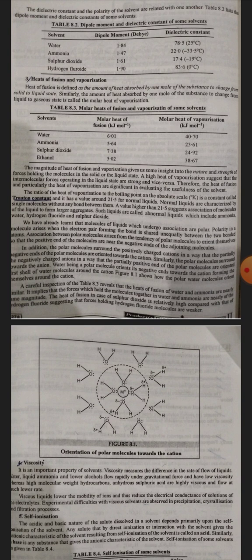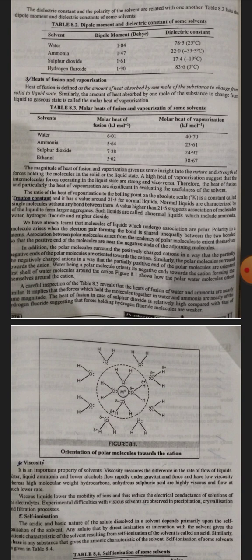Normal liquids are characterized by single molecules without any bond between them. A value higher than 21.5 suggests association of molecules of the liquid to form larger aggregates. Such liquids are called abnormal liquids, which include ammonia, water, hydrogen fluoride, and sulfur dioxide. We have already learned that the molecules of liquids which undergo association are polar. Polarity in a molecule arises when the electron pair forming the bond is shared unequally between the two bonded atoms.